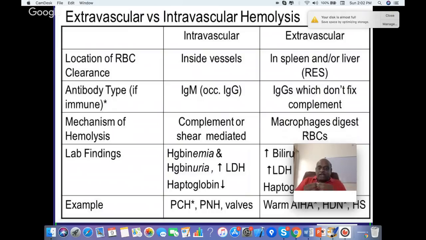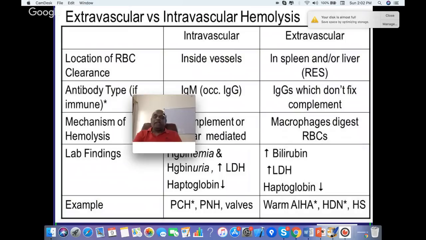So intravascularly, when RBCs are split, they release hemoglobin. So hemoglobinemia, they cause hemoglobinuria, they increase the LDH, and haptoglobin is something circulating in the plasma. It is the one which is consumed when there is an intravascular hemolysis. So haptoglobin levels will be falling down, is what you need to remember. Whereas in extravascular, there is an increased bilirubin, increased LDH. There also there is a decreased haptoglobin.